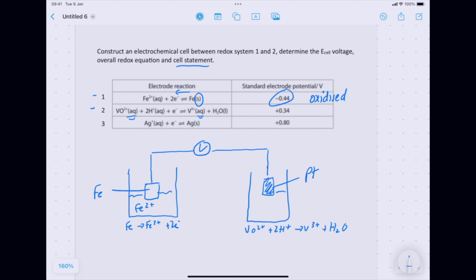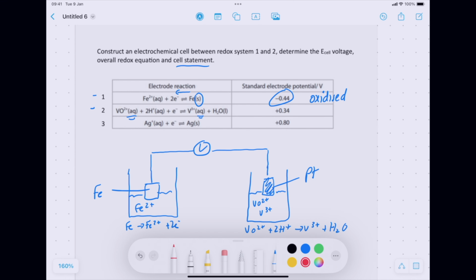So platinum, and then in the electrolyte will be the two ions VO2+ and V3+. As I just said, the electrons are going to be made on the left, they're going to flow this way and into the right. As the left hand side is generating the electrons, this is therefore the negative terminal, and the right hand side must therefore be the positive terminal of the cell.